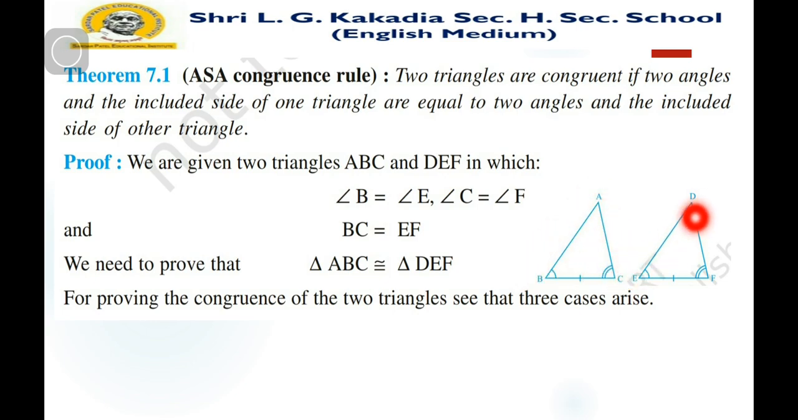This is the rule that we are going to prove here. Given: angle B is equal to angle E, angle C is equal to angle F, and BC is equal to EF. We want to prove triangle ABC is congruent to triangle DEF. Now we are going to use the SAS rule, and we prove that these two triangles are congruent.